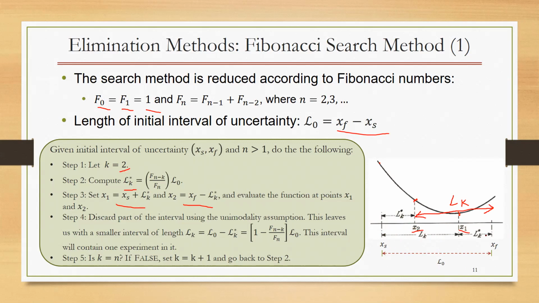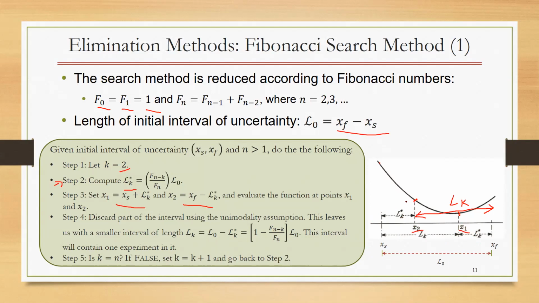Depending on which part you want to eliminate, you will either keep this distance up till here, this LK, and eliminate this part, or you will keep the other distance and eliminate that part. So your new interval would be either one of these two. That's how you find your LK, and based on that, you compare. Then you check whether K, which was equal to 2 initially, is equal to N or not. If it's not, you increment K and go back to step number 2, and keep doing this until K becomes equal to N.